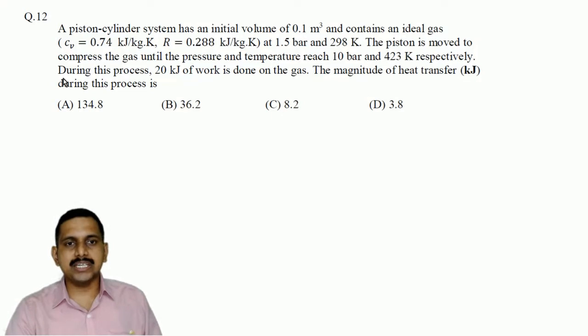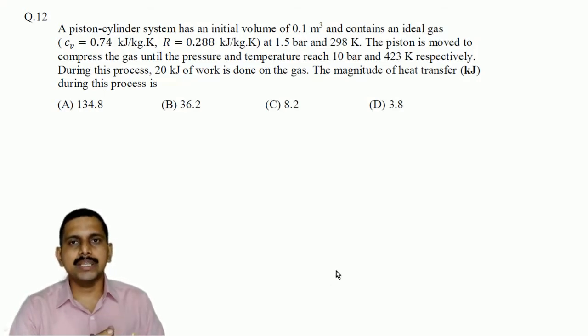A piston cylinder system has an initial volume of 0.1 meter cube and contains an ideal gas. Cv is equal to 0.74 kilojoules per kg Kelvin and R is equal to 0.288 kilojoules per kg Kelvin at 1.5 bar and 298 Kelvin. The piston is moved to compress the gas until the pressure and the temperature reach 10 bar and 423 Kelvin respectively. During the process, 20 kilojoules of work is done on the gas. The magnitude of heat transfer.